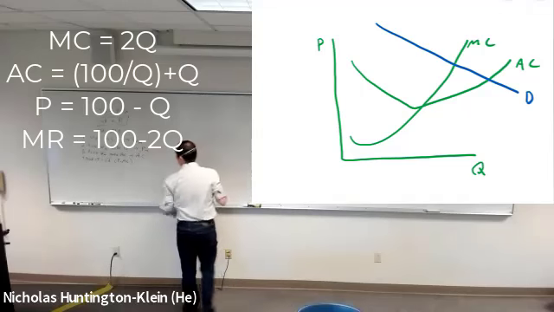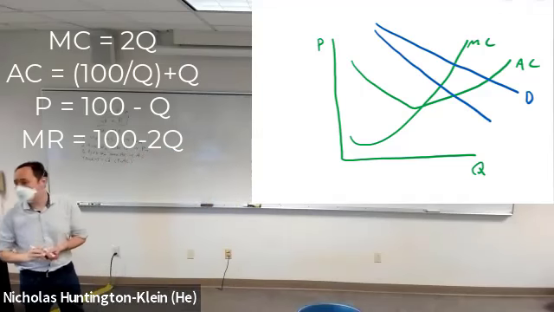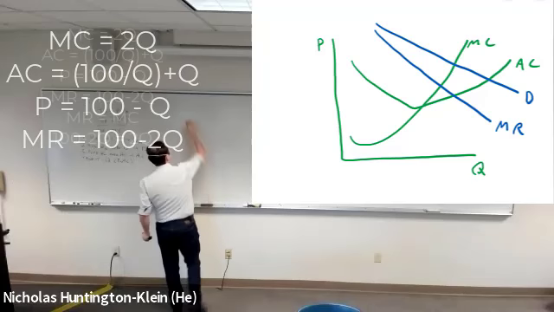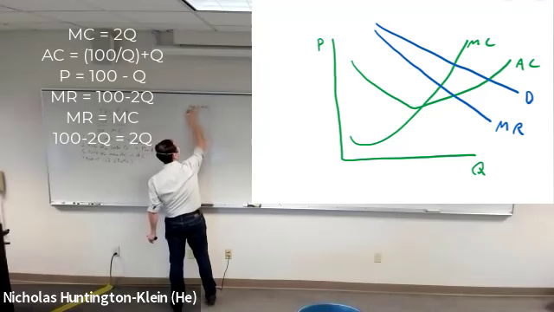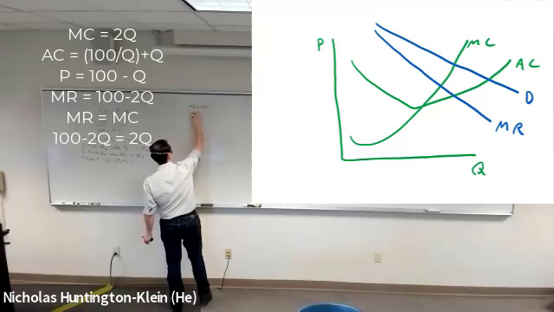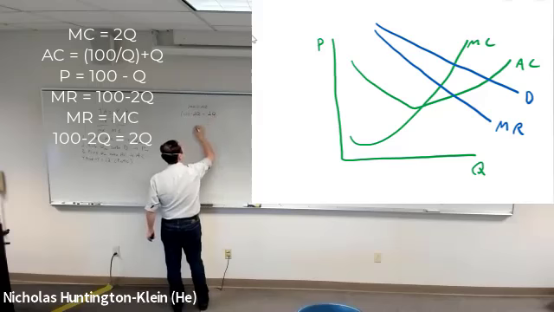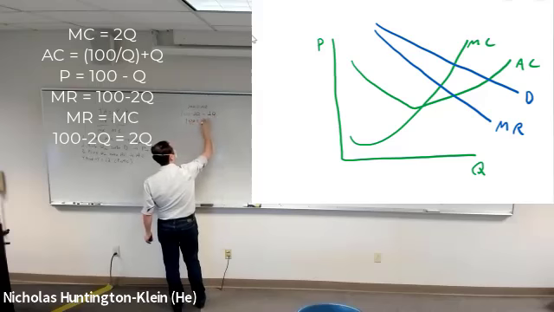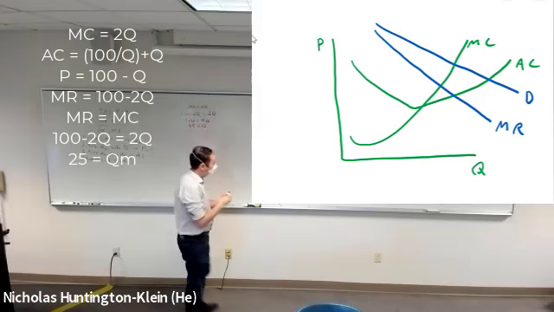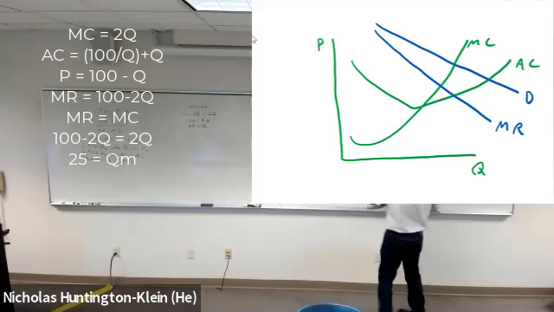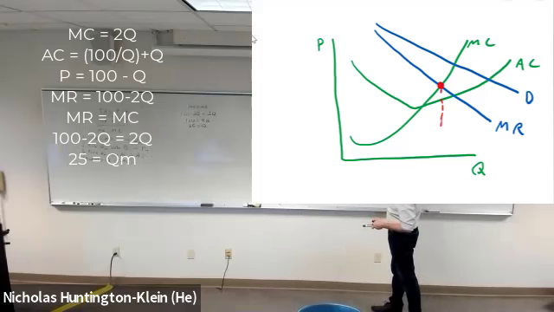Okay, so step 1, set marginal revenue equal to marginal cost. This will give us our quantity. We have marginal revenue equals marginal cost. Marginal revenue is 100 minus 2Q. Marginal cost is 2Q. 100 equals 4Q. Divide by 4, we get 25 for Q. Over on our graph, we find where marginal cost and marginal revenue cross. Right here. Follow that down. That's going to give us our quantity of 25.